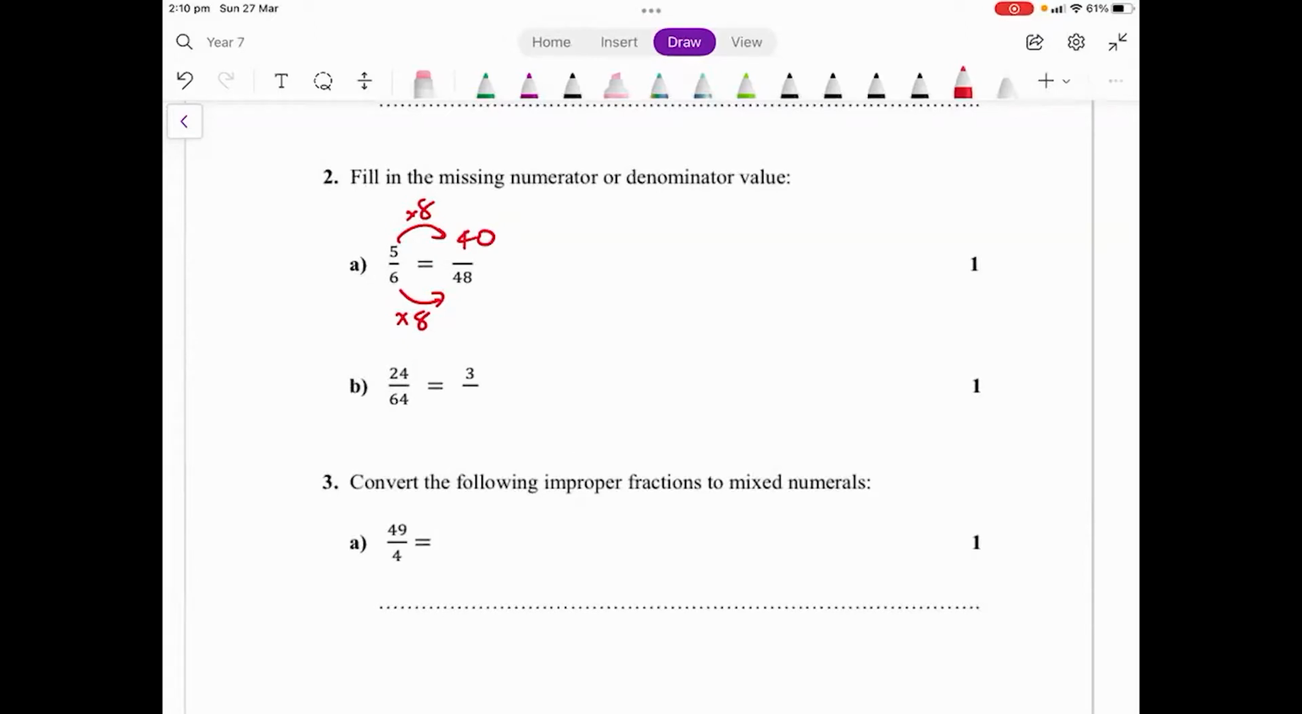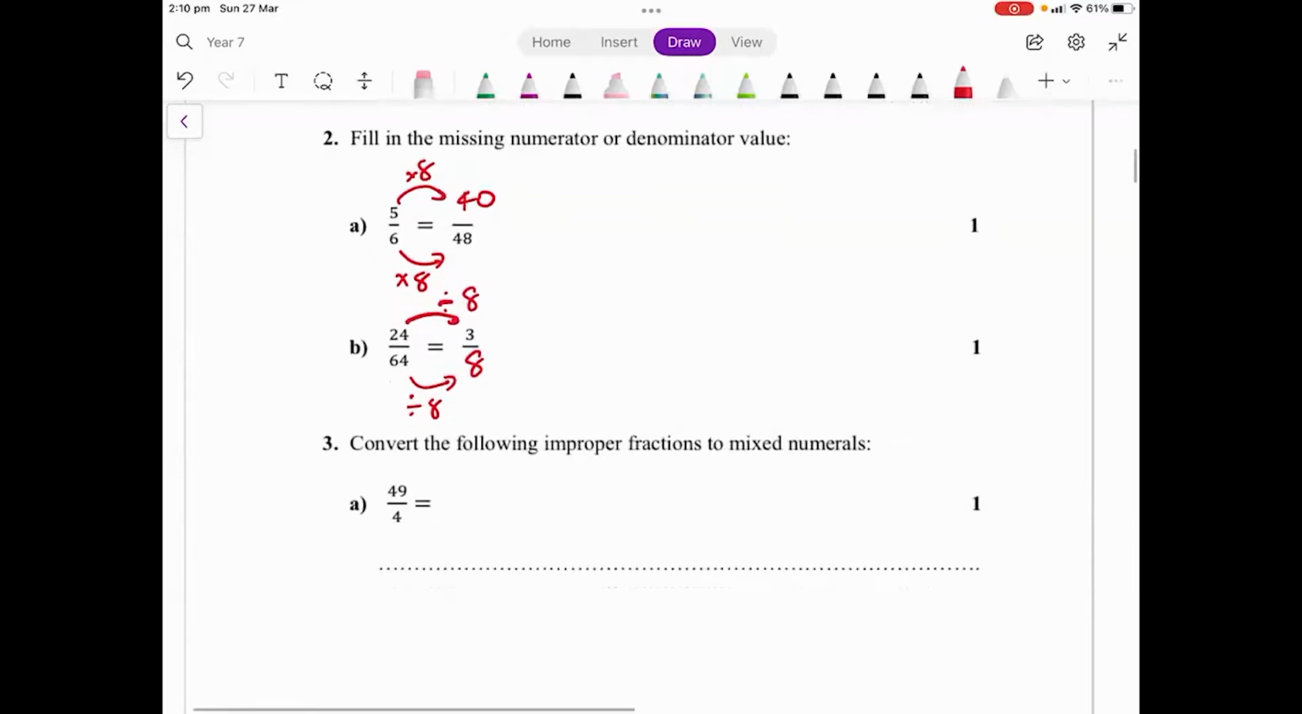Similarly for B, how does 24 become 3? We divide by 8. So we do the same thing to the denominator. 64 divided by 8 is 8. So the final answer is 3 over 8.